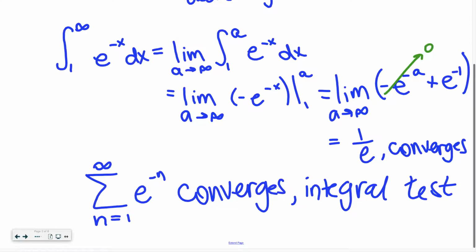Would you like to look at one that you have to use an integral test on no matter what? Is e greater than 1? Yes. 1 over e is not. Oh, okay, that's right. It's 1 over e.